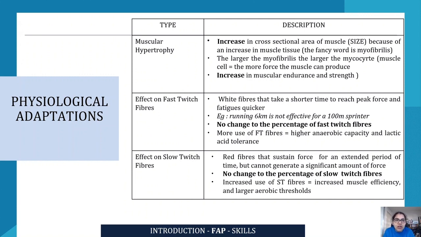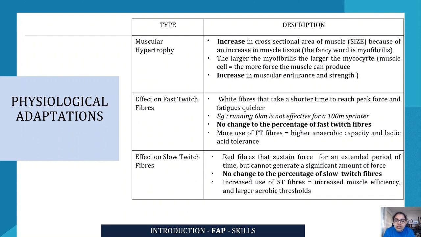It is sort of generally what you have, and some muscles would have more fast twitch than slow twitch fibers. Some muscles would have it the other way around. So for example, your calf muscles would generally have more slow twitch fibers than fast twitch fibers, and for both of them, after training, there is no change to the percentage of fast twitch fibers.